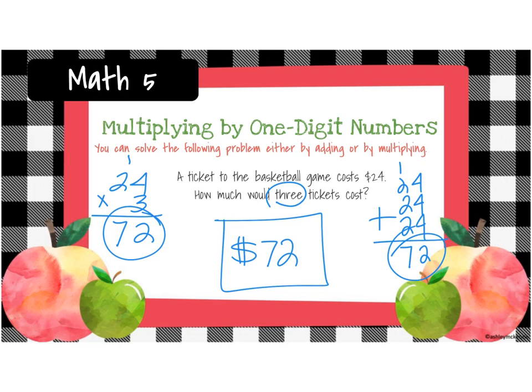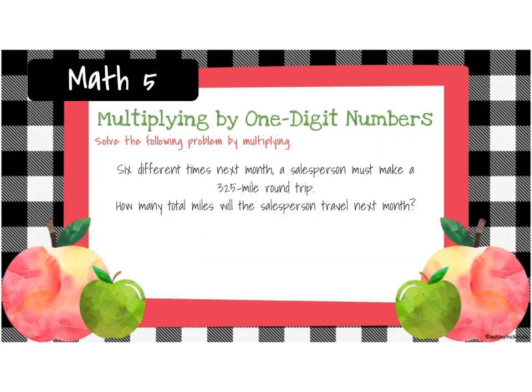But if I have something that I'm multiplying maybe by 9, would it be quicker to multiply by 9 rather than add a number 9 times? Yeah. For sure. Okay, let's look at another problem. This time it says solve the following problem by multiplying. Okay, so no repeated addition this time. 6 different times next month, a salesperson must make a 325-mile round trip. How many total miles will the salesperson travel next month?